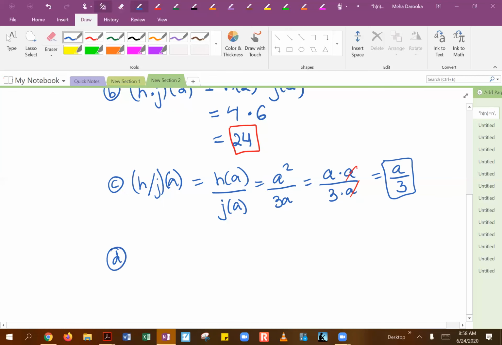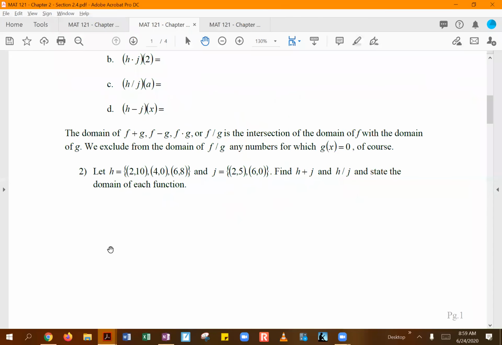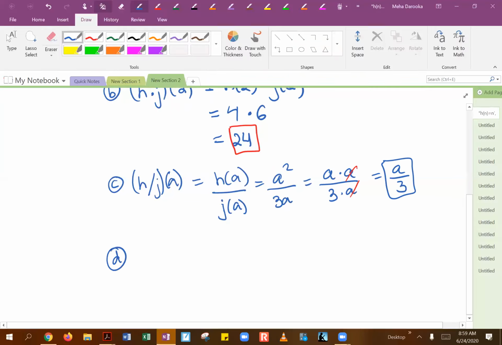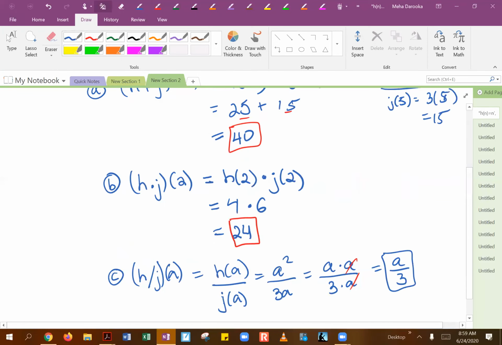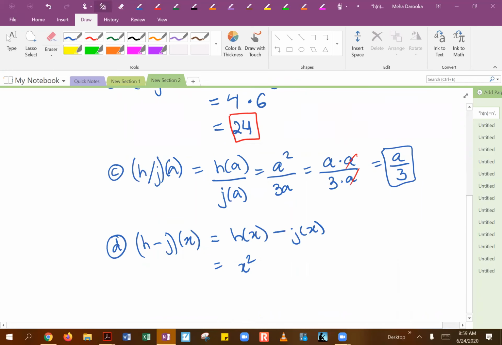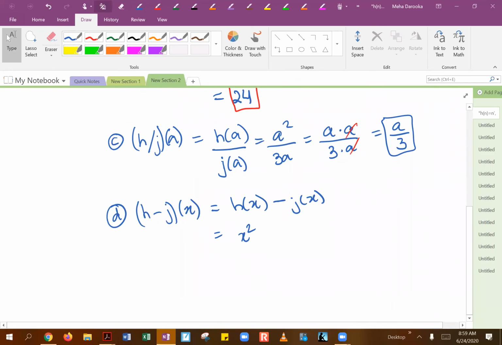Alrighty, very nice. And then the last one was talking about h minus j, evaluating that at x itself. So h minus j at x will basically be h of x minus j of x. So again, your h of x is the x squared function, j of x is the 3x function, so that would be minus 3x over here. And you can leave it this way, or you can actually simplify it. So can you tell me what this guy would simplify into?